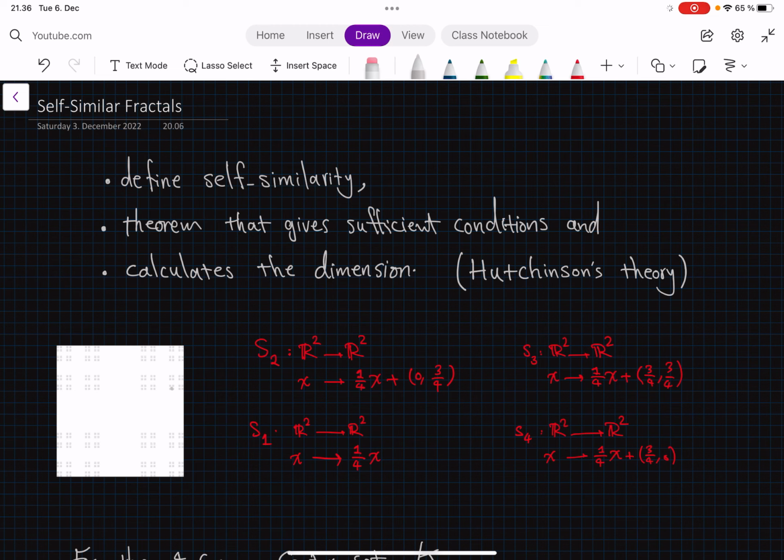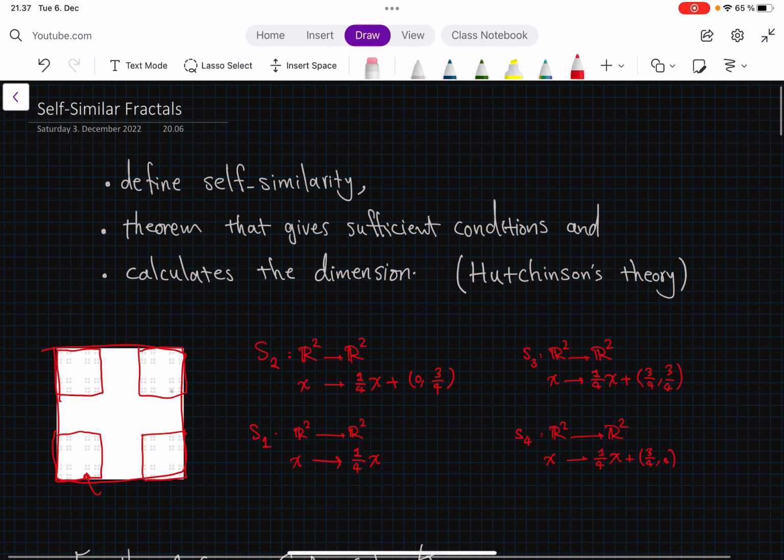Now, self-similarity is intuitively the fact that there are these four subsets, parts of the full set, which nevertheless look very similar to the whole piece, to the original set. So each one of these is just a copy of the original large piece. And that is the intuitive meaning behind self-similarity. But mathematically, to make it precise, we can do as follows.